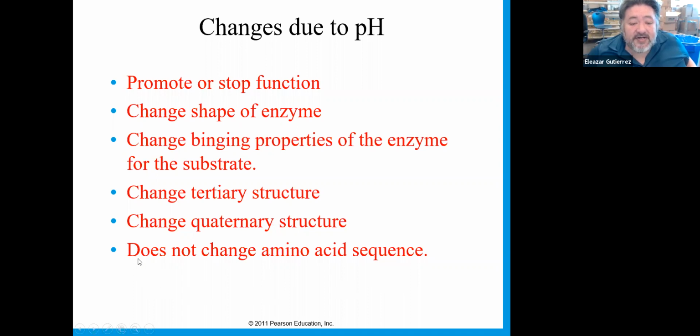What it does not do is change the amino acid sequence, okay? Unless you have an enzyme like a protease, whose sole purpose is to take a protein and break it apart into its individual monomers, which are amino acids, a change in pH will not change an amino acid sequence, okay? But it can do all these other things listed here.